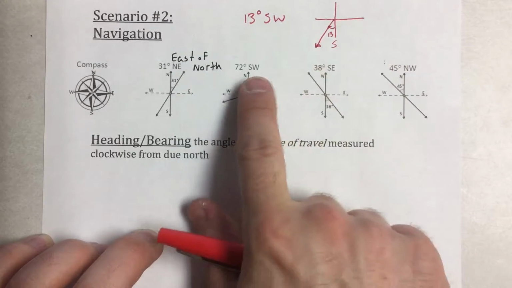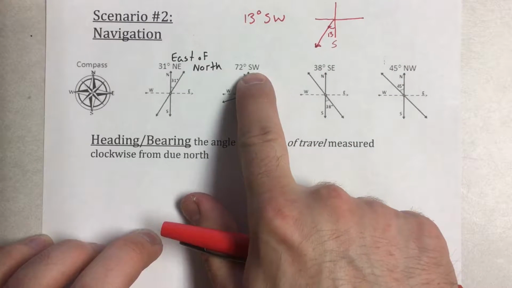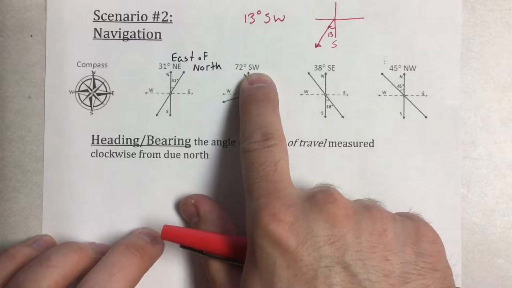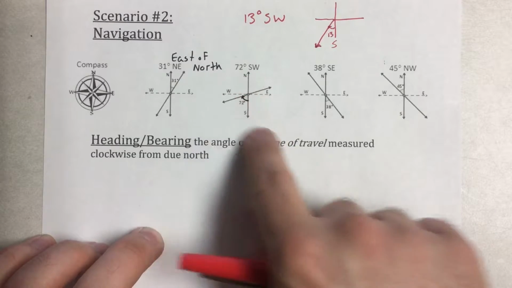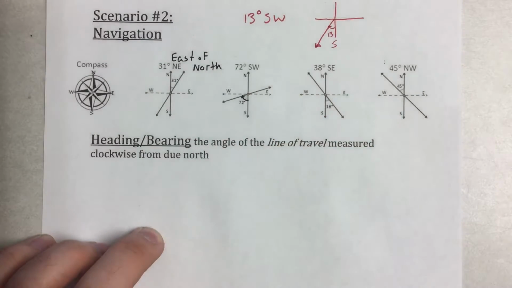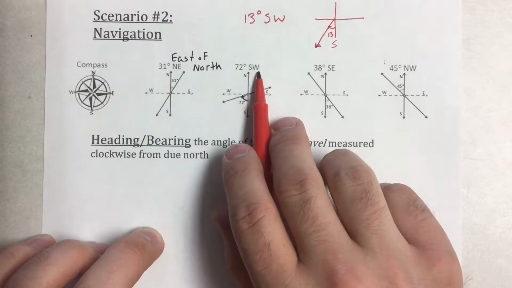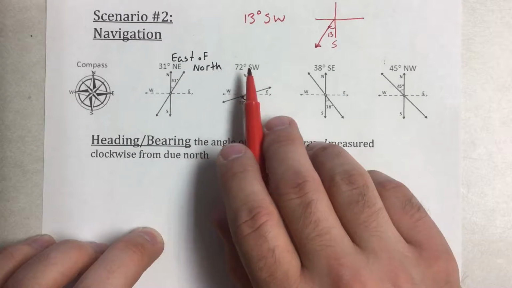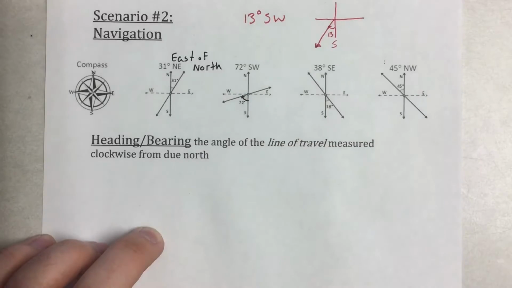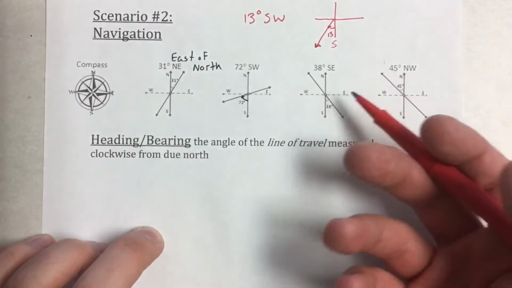Okay? So we often tend to want to read it as southwest, which might make you think it's 72 degrees south from the west, and it's the exact opposite. We read the second direction and then the first, west of south. All right, now this is navigation.